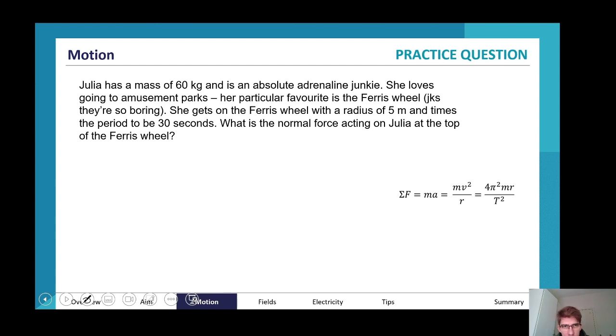Julia has a mass of 60 kilograms and is an absolute adrenaline junkie. She loves going to amusement parks. Her particular favorite is the Ferris wheel. She gets on the Ferris wheel with a radius of 5 meters and times the period to be 30 seconds. What is the normal force acting on Julia at the top of the Ferris wheel? Can you guys calculate it? The normal force acting on Julia at the top of the Ferris wheel.